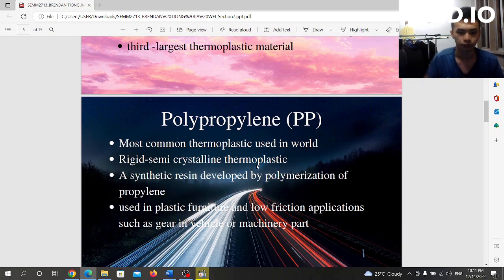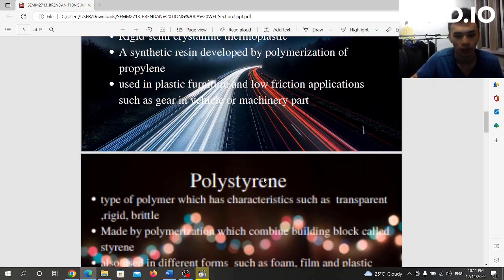Polypropylene is the most common thermoplastic used in the world. It is a rigid, semi-crystalline thermoplastic, a synthetic resin developed by the polymerization of propylene. It is also used in plastic furniture and low-friction applications, such as scale in vehicle or machinery parts.